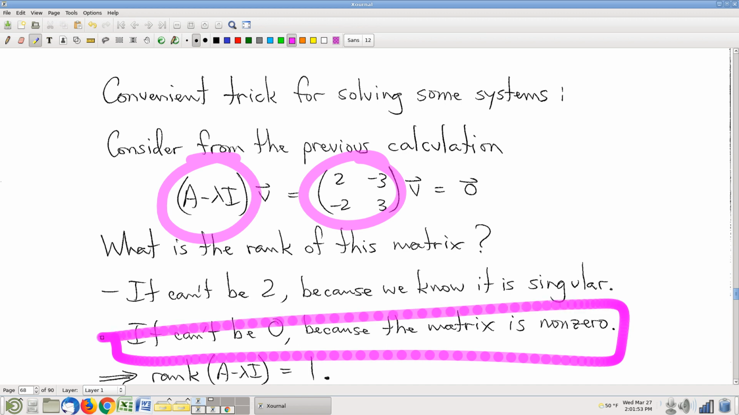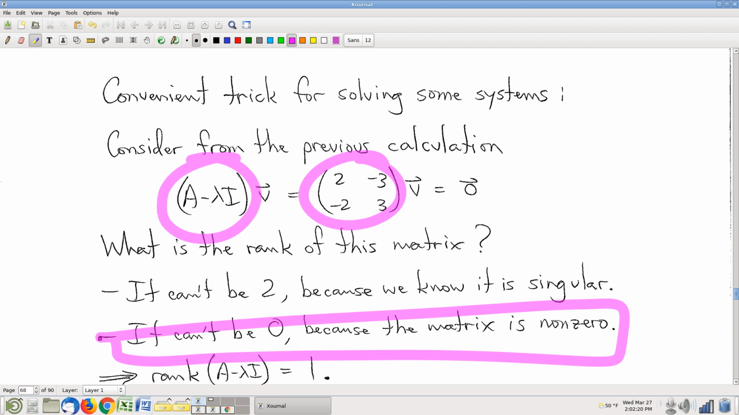It also can't be 0. Let's think about that. What would the matrix look like if the rank were 0? That would mean the reduced echelon form had no pivots. That means that no row has a first non-zero entry. That means that the reduced echelon form would be all zeros, which would only be possible if the matrix itself were all zeros, which is obviously not the case.